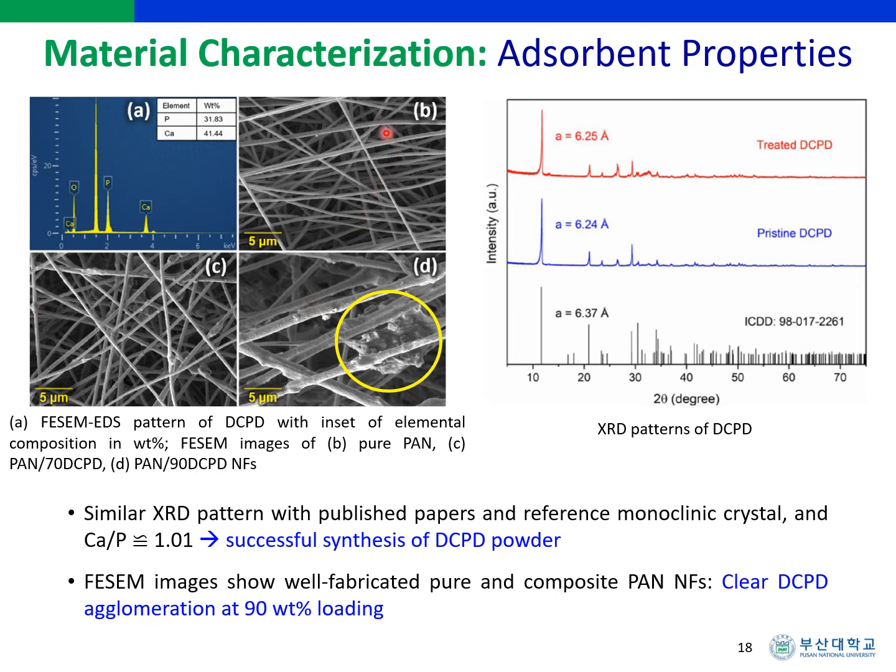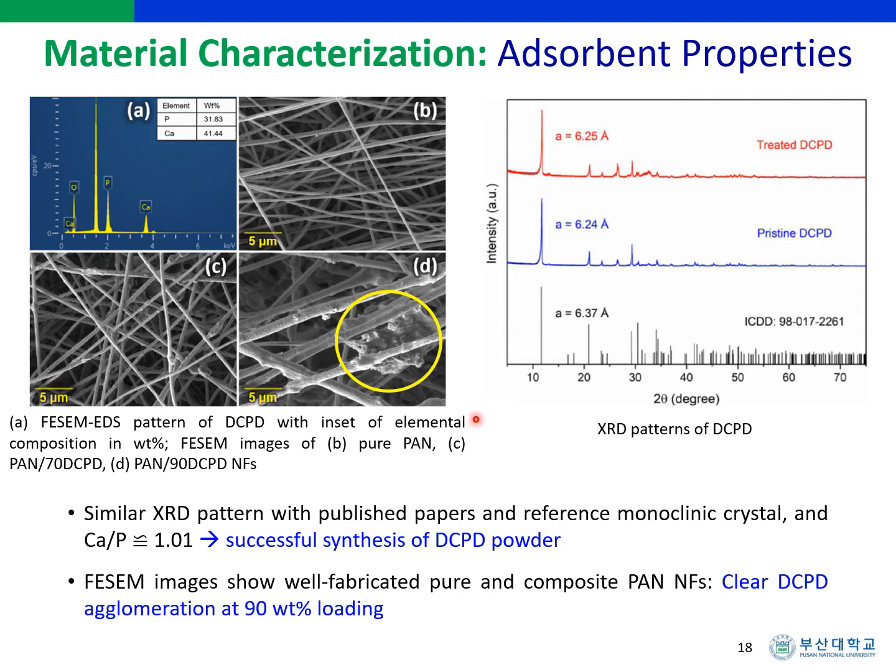The FE-SEM images depicted show well-fabricated pure and composite PAN nanofibers. The DCPD agglomerates were observed in PAN DCPD-NFs with high DCPD loading. In this FE-SEM image, you would see a DCPD aggregate of more than 500 nanometers in size billowed across the nanofiber, with diameters greater than that of the nanofiber, or less than 500 nanometers.